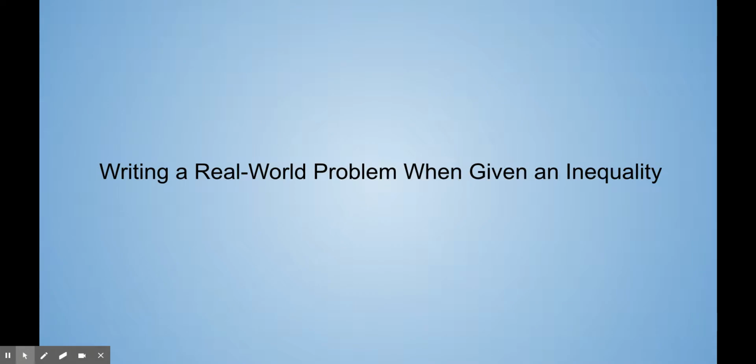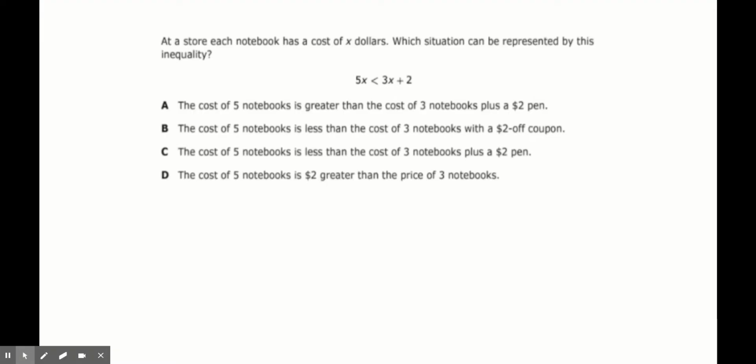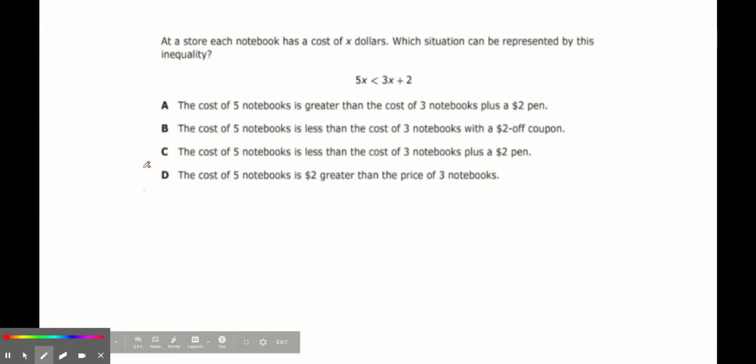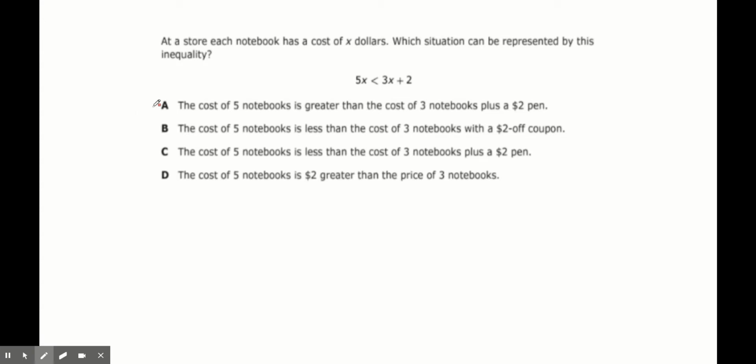Let's finish this week out strong by talking about how we can write a real-world problem when we're given an inequality. All right, so what are we talking about? Well, here is an example of a problem where we are given an inequality, and then we need to choose a word problem that matches this inequality. So let's read what it says. It says, at a store, each notebook has a cost of X dollars. Which situation can be represented by this inequality? And so they give us this inequality right here.